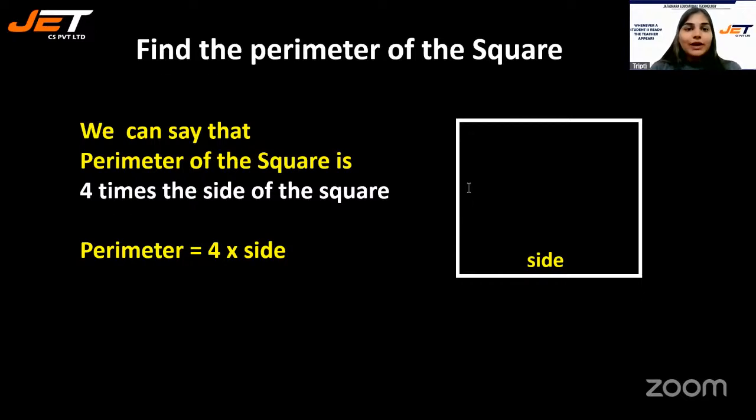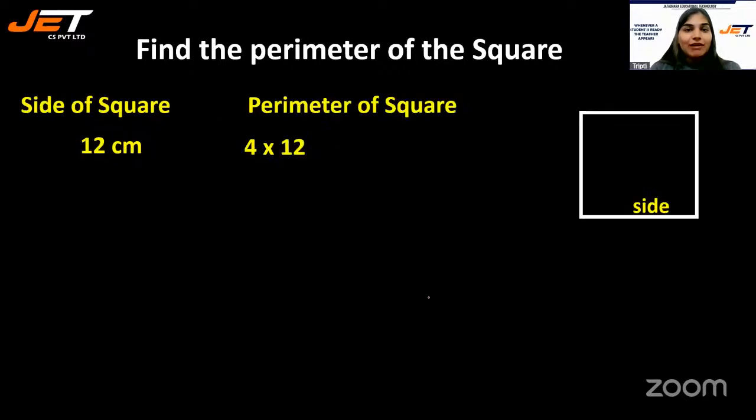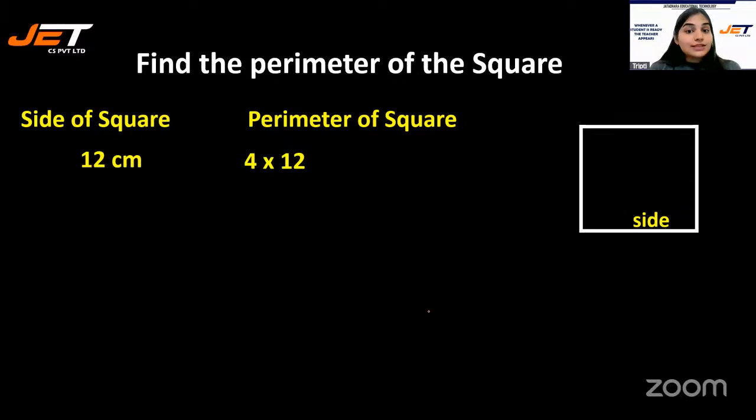Moving on to the next one, this is the side of a square, and here you have to find the perimeter. So what you will do, just simply multiply by 4, because there are 4 sides in a square, right? And all the sides are equal. So you can simply do 4 times 12. Next one, here it's 48 centimeters.